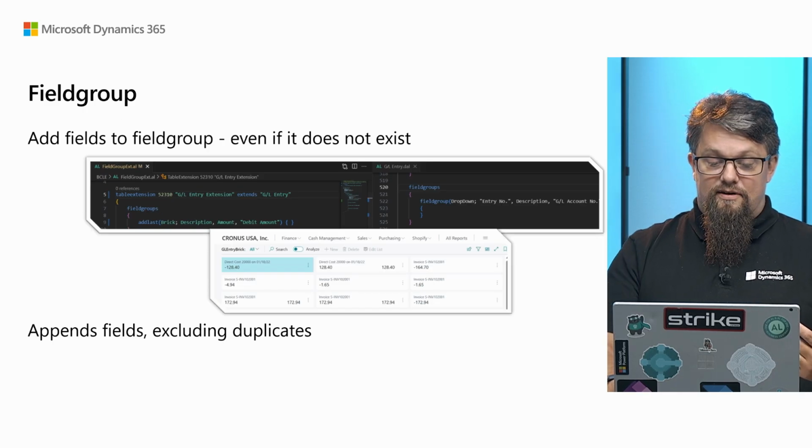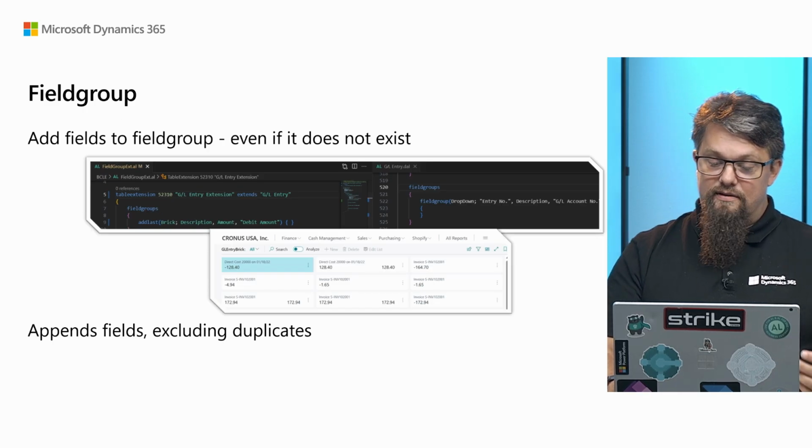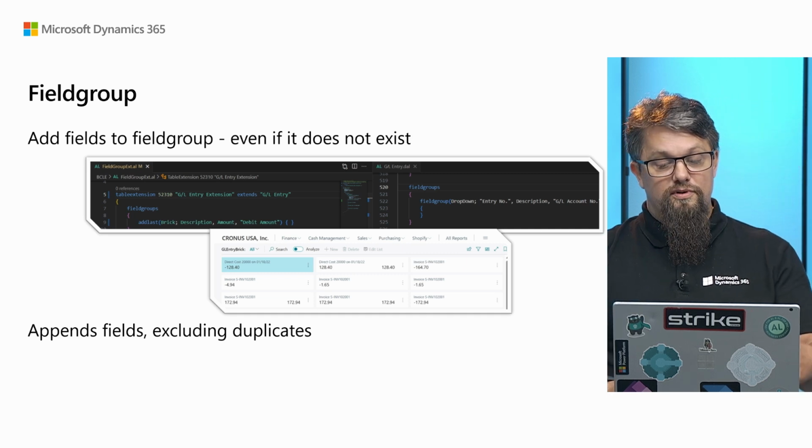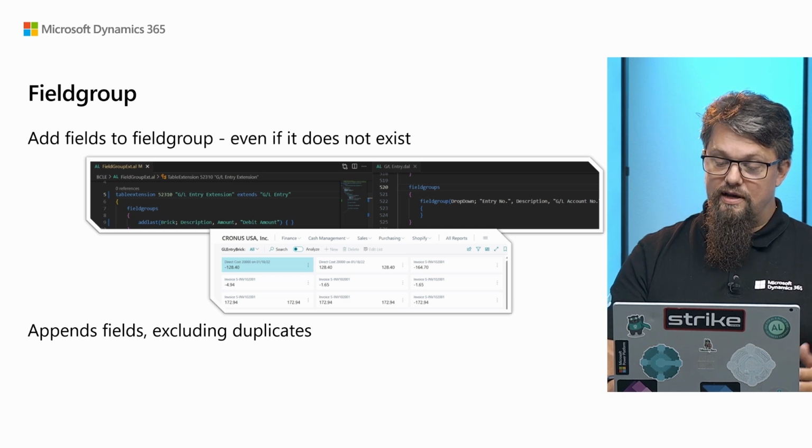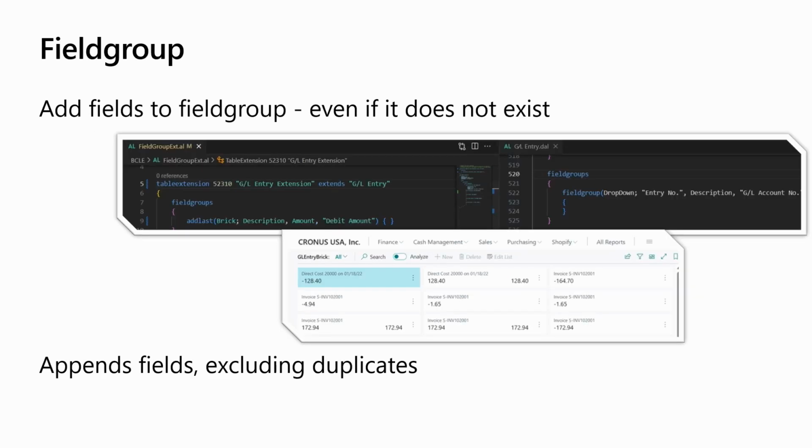The add last continues to append fields either to an empty field group or to the existing field group, and it continues to exclude duplicates. So if two extensions are adding the same field, the field will only appear once.